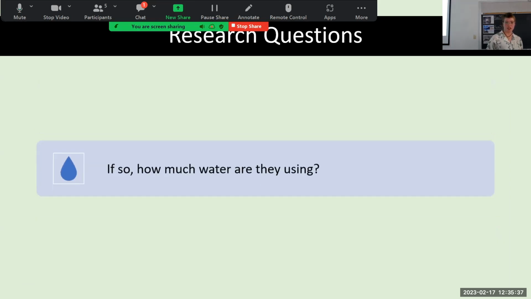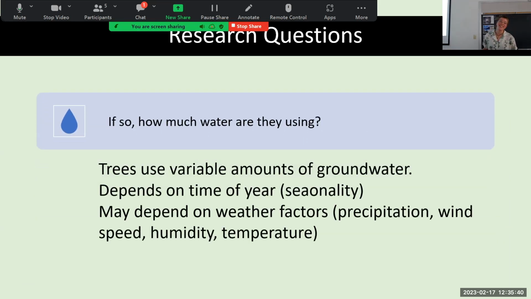So if so, how much water are they using? It depends. So trees are using variable amounts of groundwater. It also depends on if the sun's out, the time of year, and other weather factors like precipitation and wind speed.